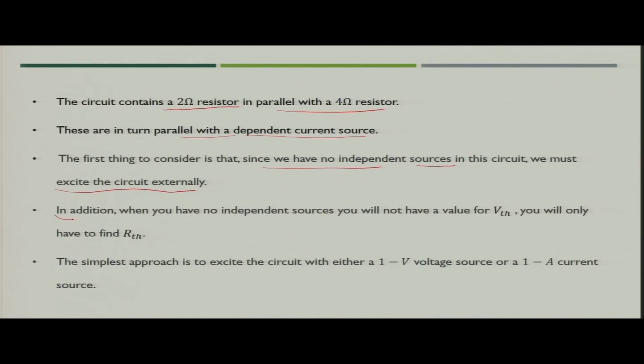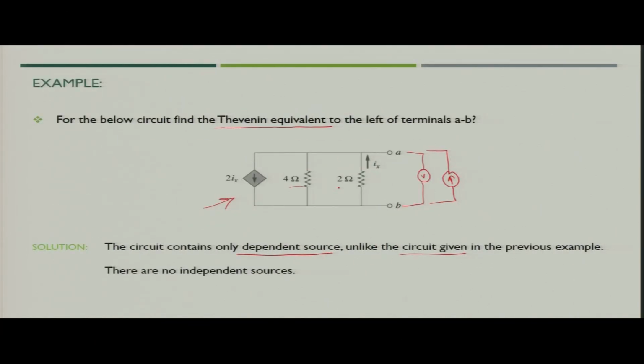so that we can excite this circuit from outside to find out the value of Thevenin equivalent. Now, another thing which we have to consider is that since we do not have any independent source, we need not have the value for Thevenin voltage. Why? Because if you see this figure, the value of this particular current source is depending upon the current flowing through 2 ohm resistance. So, until we have any external source, you cannot energize this particular circuit.